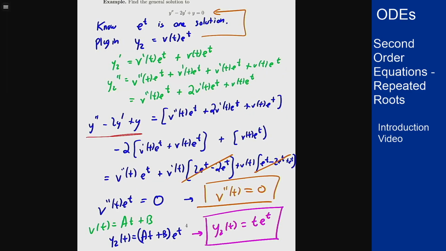The point being here, to summarize, with a double root up top, we can get one solution just by using our normal method, and the other one ends up being t times that solution. That's how the idea of reduction of order applies to this particular problem in order to find a second independent solution to these problems, and then we can use linear combinations to satisfy all initial conditions, and wrap up this discussion of how to solve all different kinds of these constant coefficient second order linear homogeneous equations.